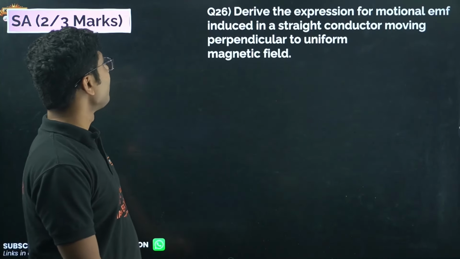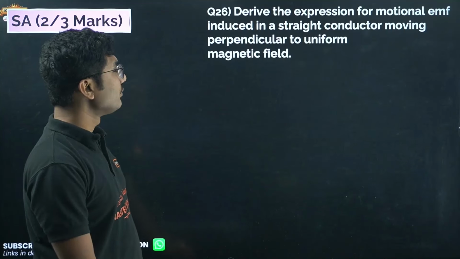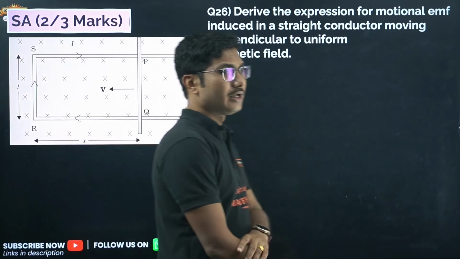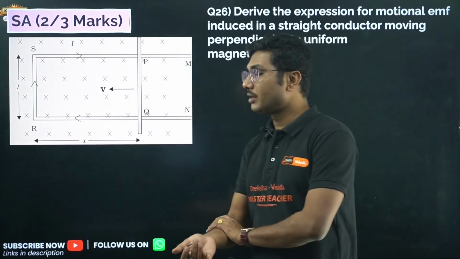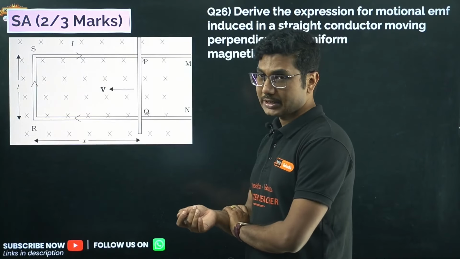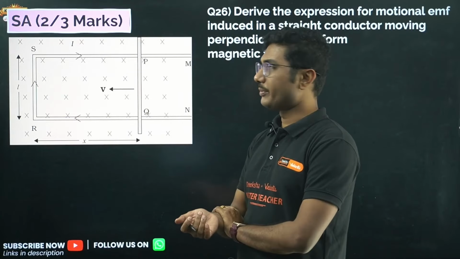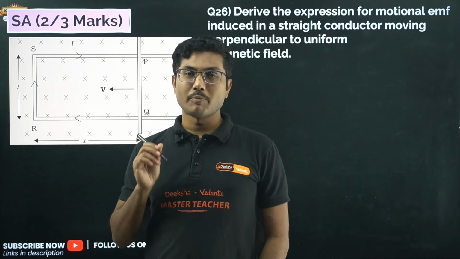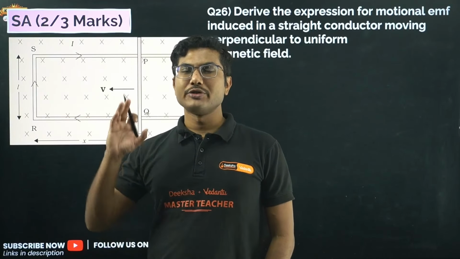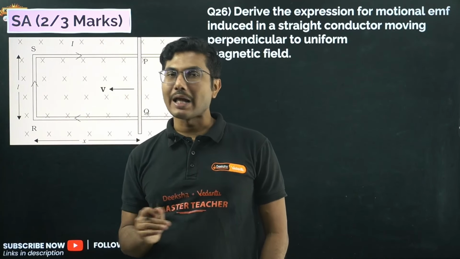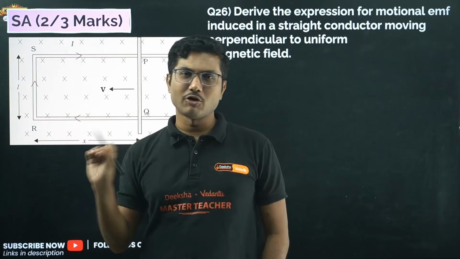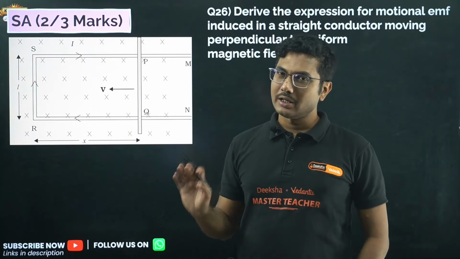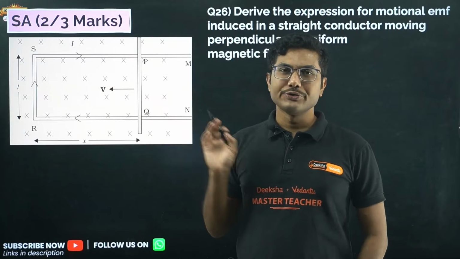Derive the expression for motional EMF induced in a straight conductor moving perpendicular in a uniform magnetic field. First of all, in this derivation also, the diagram is compulsory. You cannot derive it without the diagram, and whenever you are drawing the diagram, try to draw it using a black ballpoint pen, that will be clear, or if you are using a pencil, use an HB pencil for clarity. And obviously do not just simply draw by hand, use your scale and compass as and when required.